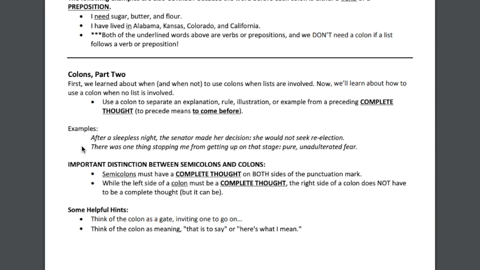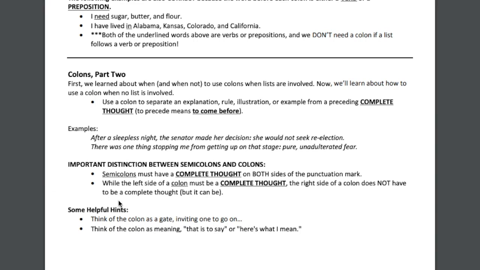What's nice about the colon and kind of what it does is that it allows a little bit more information, because if I were to just write, after a sleepless night, the senator made her decision, that does make sense, but I'm left wanting a little more information. Well, what was her decision? In the second example, there was one thing stopping me from getting up on that stage. That does work on its own, but again, as an audience member or a reader, I think, well, what was that one thing? What's the thing stopping you? And here I have my answer. So that colon just provides an additional explanation, example, illustration, etc.